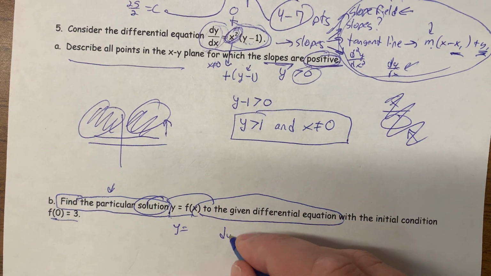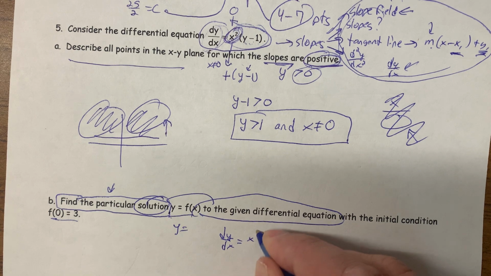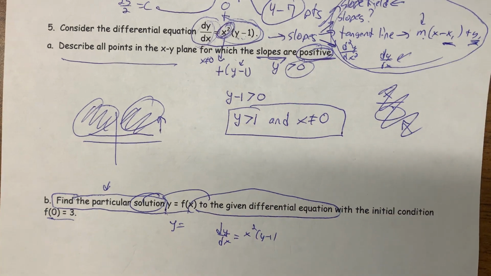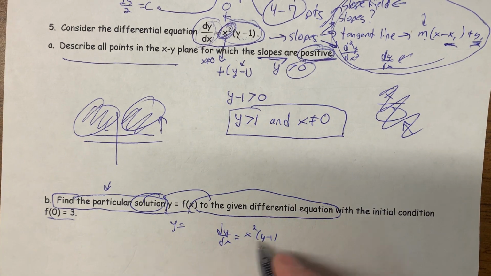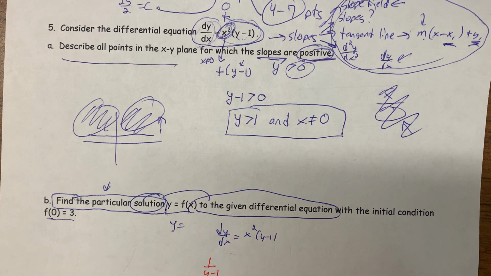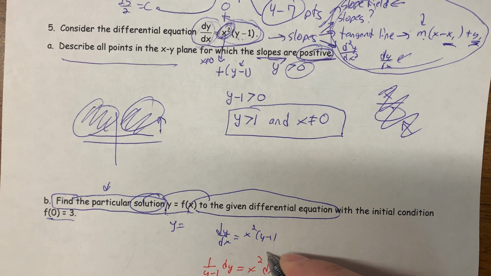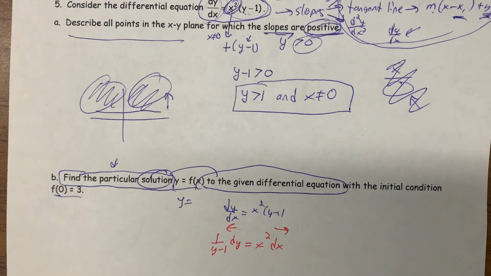I'm just going to rewrite it. dy dx equals x squared times y minus 1. Y is on the left side, so divide by y minus 1. There's nothing here to divide, so 1 over y minus 1 dy equals, we have to multiply the x's to the other side, x squared dx. X's are always on the right, y's are always on the left.